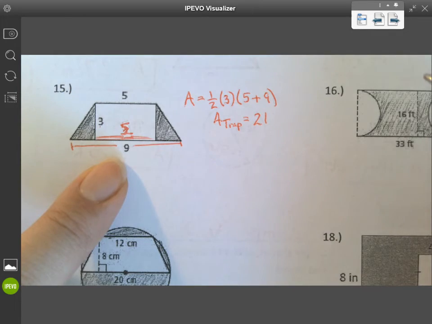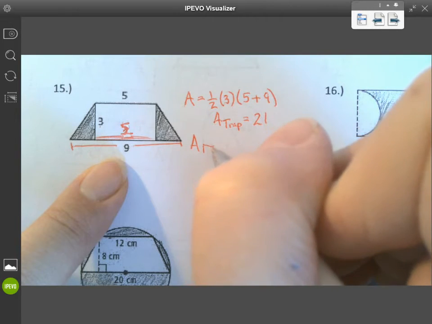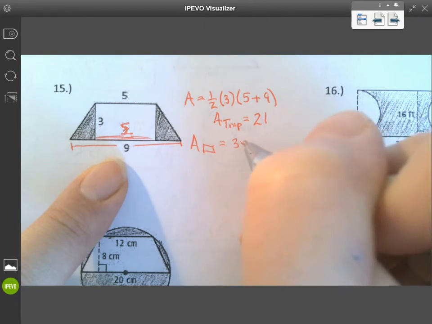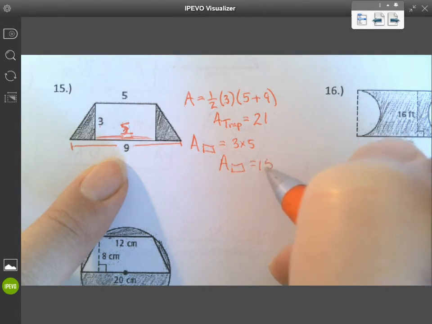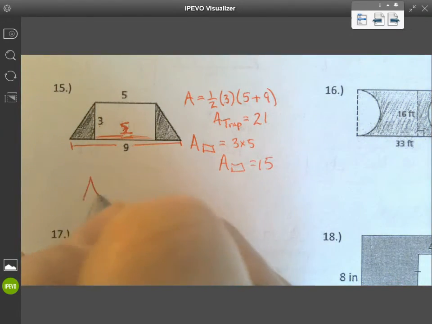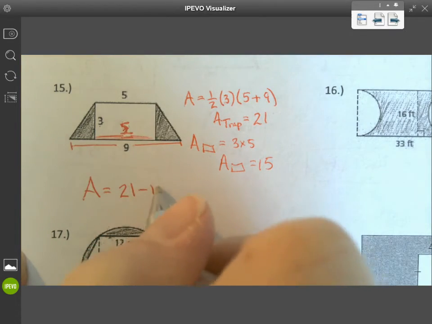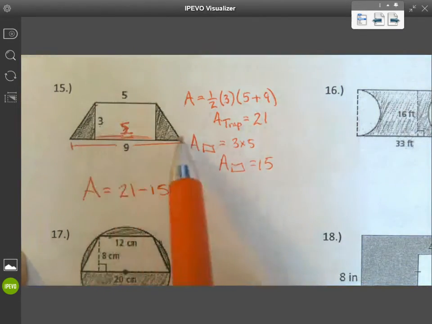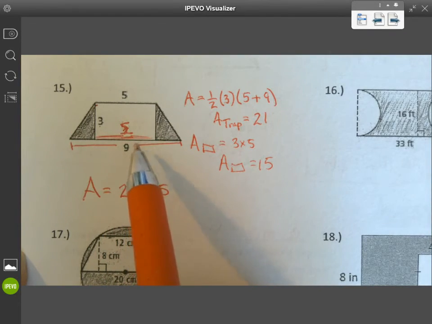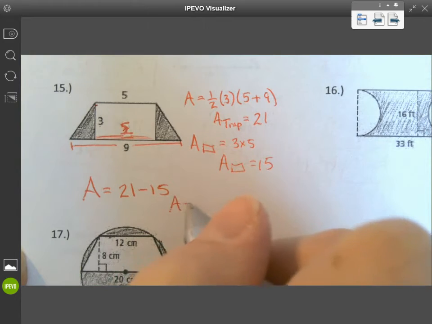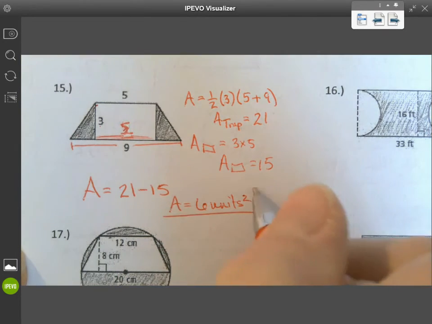Okay. And then I'm going to take away the area of the rectangle. So area of the rectangle is 3 by 5. So the area of the rectangle is 15. So to find the shaded triangles on the outside, I'm going to take the 21 minus 15. So I'm taking the full trapezoid and cutting out that center. And that leaves me with area of 6 units squared.